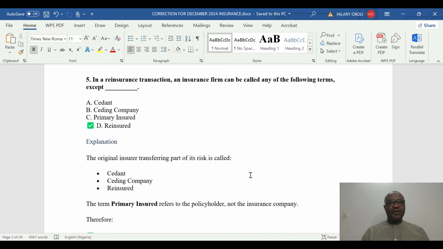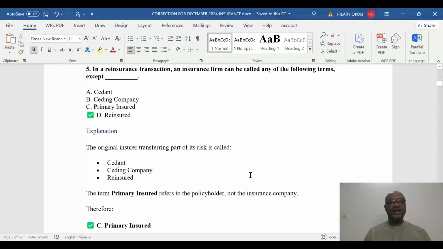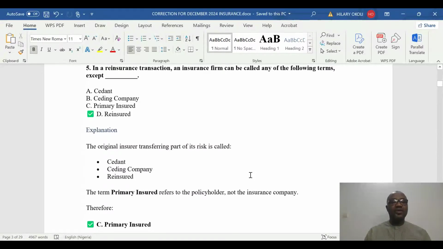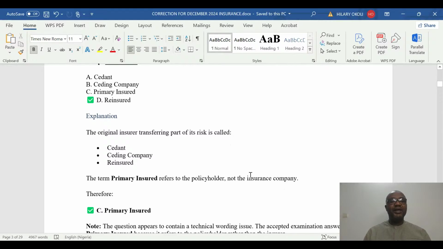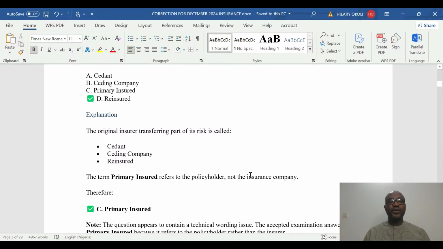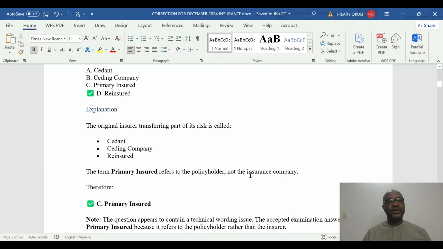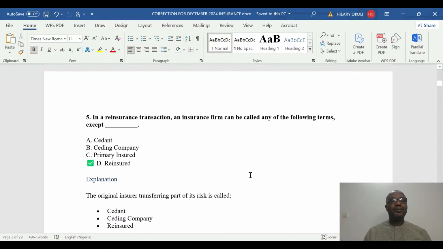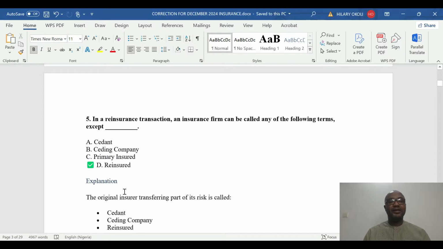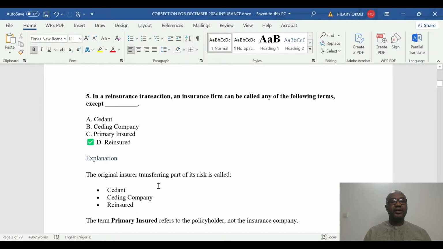To explain this further, in the original insurance transaction, the party that passes on part of its risk is called either a cedant or ceding company. So the term primary insured refers to the policyholder, not the insurance company itself. Sorry, I didn't explain this. Okay.